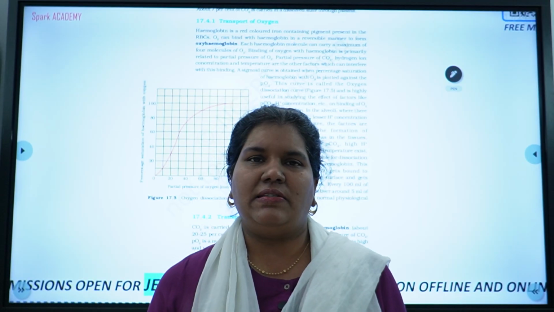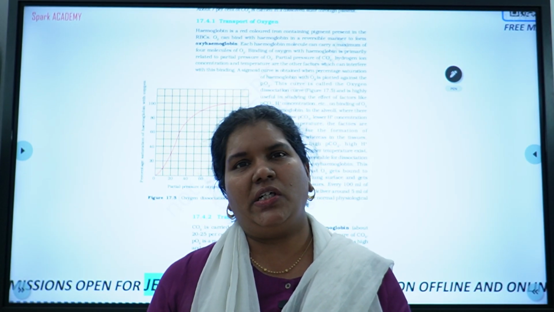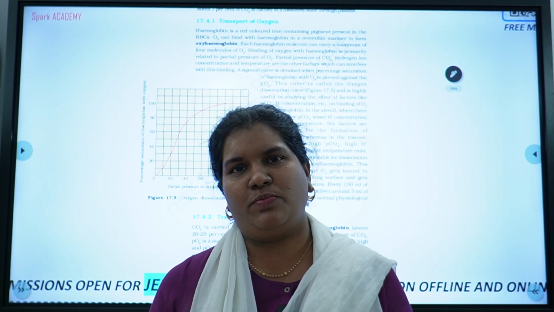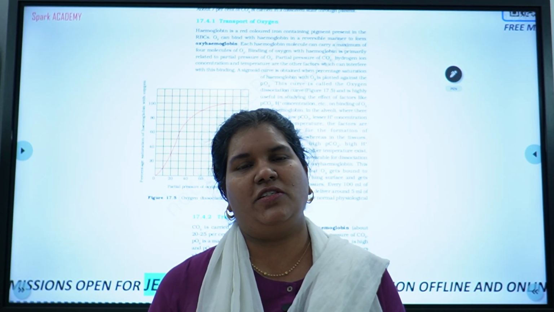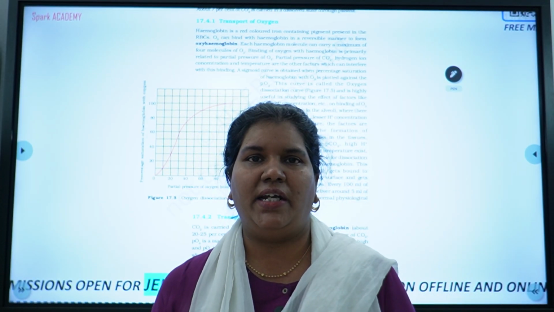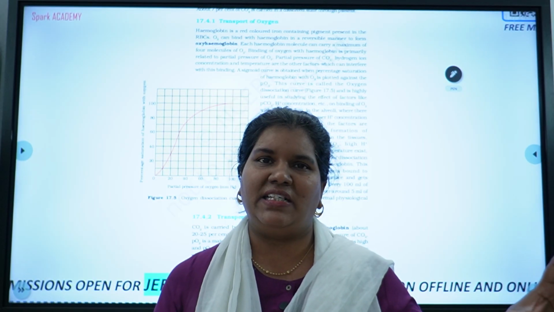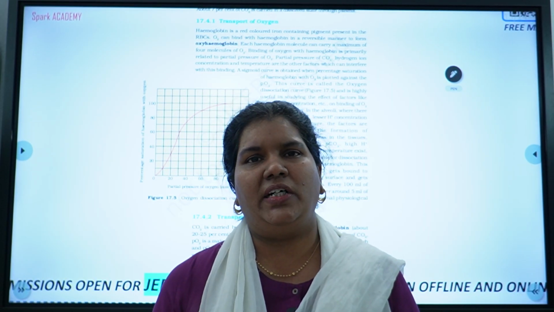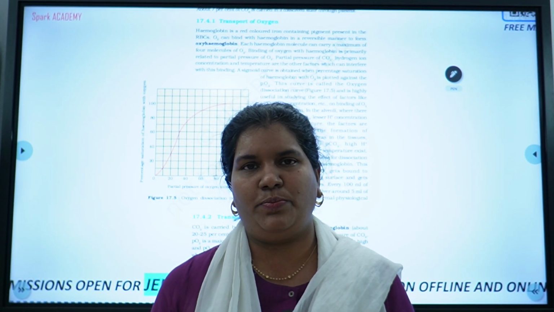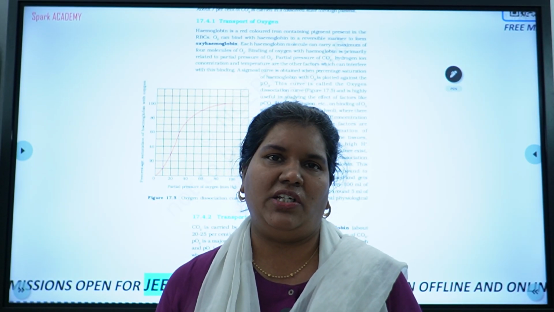In our last class, if you remember, we started breathing and respiration of gases, and we learned transport of oxygen and transport of carbon dioxide, how it takes place: how oxygen gets transported from outside to inside during inhalation, and from inside to outside, how carbon dioxide is exhaled. We also learned the mechanism of respiration. Today in our class, we are going to learn the oxygen dissociation curve.